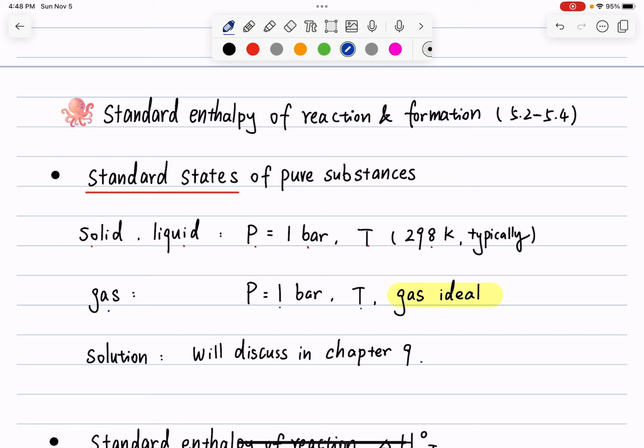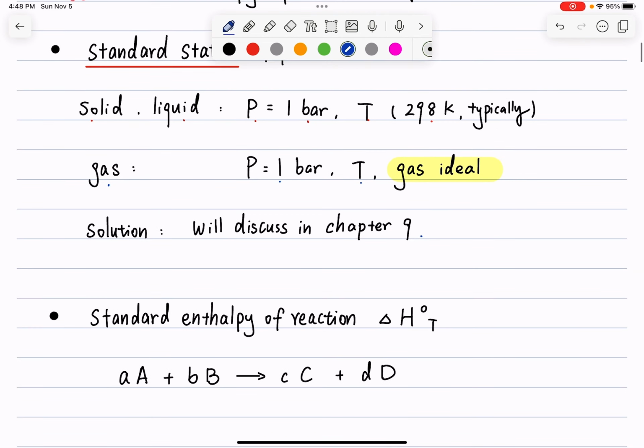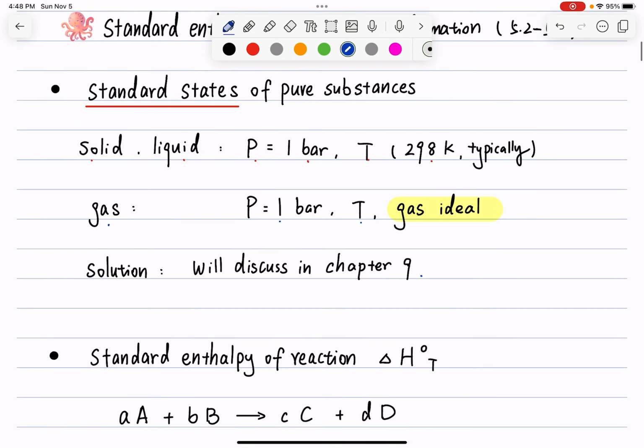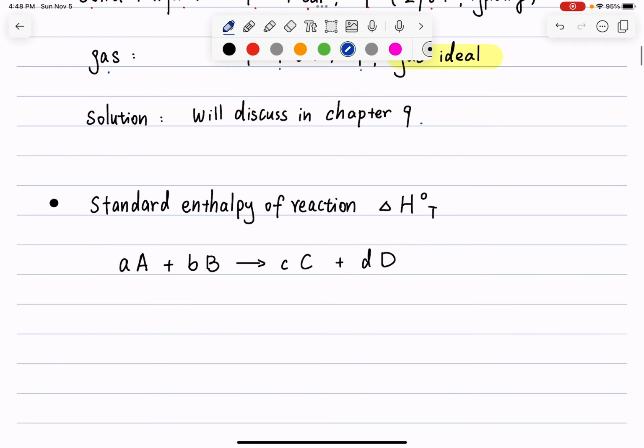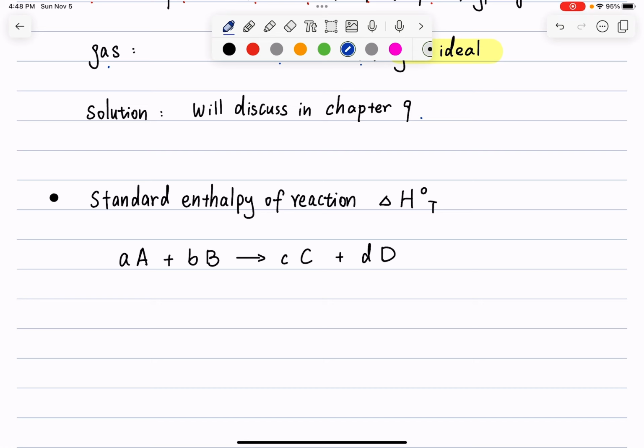So what does it mean? It means we can now calculate the enthalpy of a reaction in its standard state, or we can calculate the standard enthalpy of reaction, which is delta H naught at a certain temperature. T stands for the temperature of the reaction here. For example, if we have a typical reaction of small a times large A plus small b times large B goes to product small c times large C and small d times large D, here the small letters are the stoichiometric coefficients.